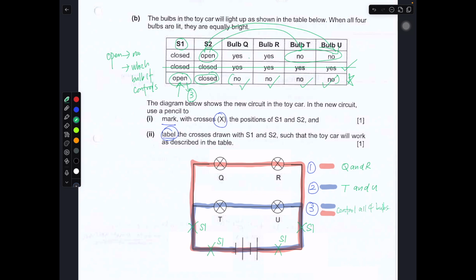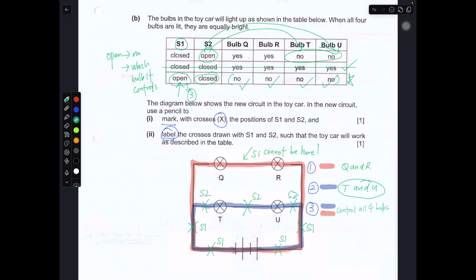Because when S2 is open, T and U do not light up. So over here, it should follow this path. So S2 will be somewhere here. You can put it here also, it's also alright. You can also put it here. Any one of these positions. So S1 cannot be here.